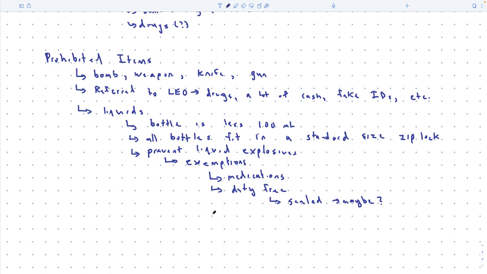Okay, anything else that anyone can think of? Anyone wear contact lenses? Okay, so if you wear contact lenses, you have this wash that you can use. And for whatever reason, these things come in big bottles. It's hard to get contact lens cleaner that's less than 100 ml. And so guess what? There's an exemption for it, at least in the US. So you can bring a large bottle with you.